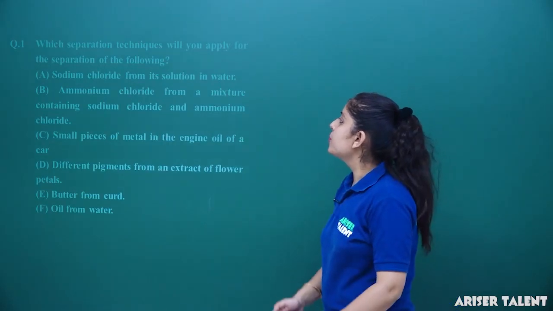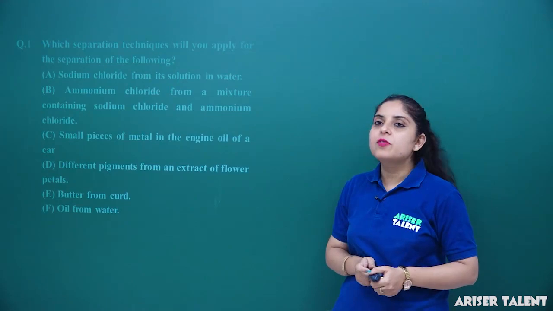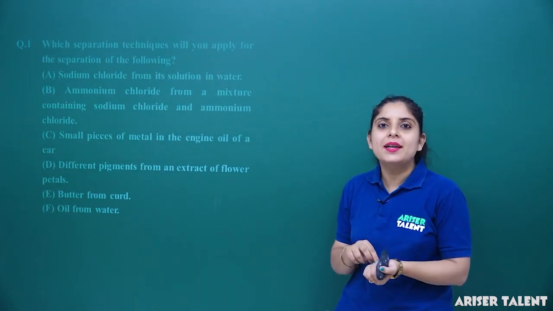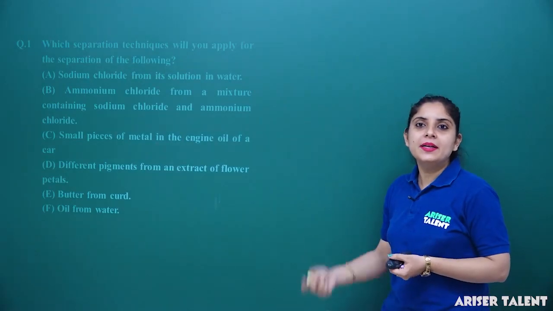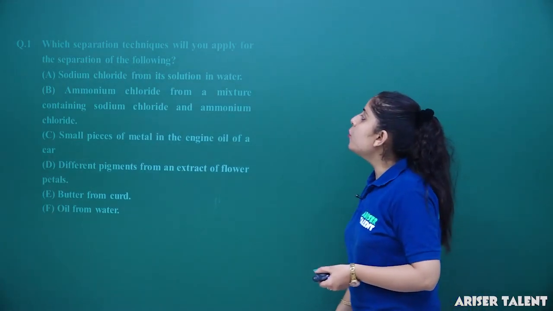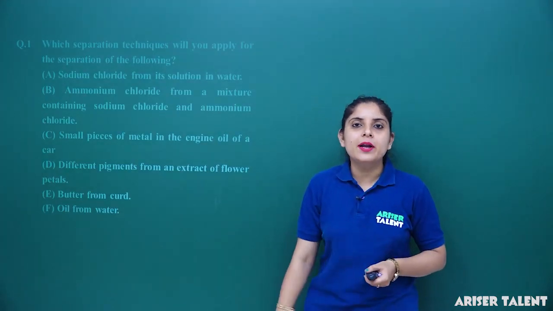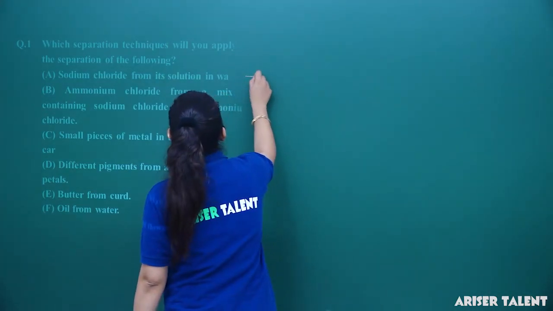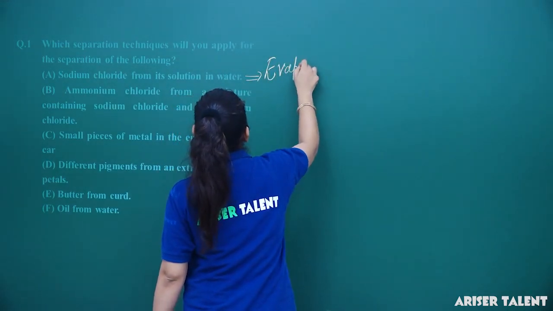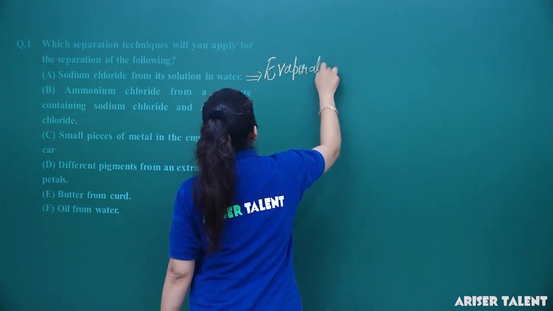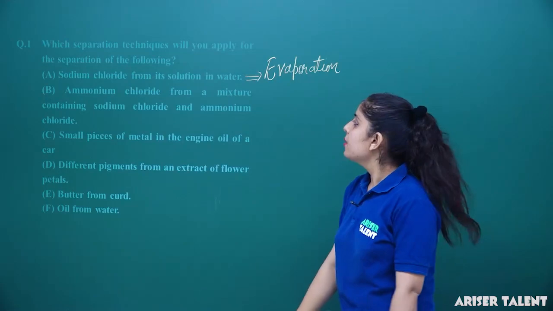This is our first question. Which separation techniques will you apply for the separation of the following? So you have to identify which separation technique is used for separating these components. Sodium chloride from its solution in water. If you want to separate sodium chloride from the water, what you have to do? You have to do the evaporation. Evaporation is a process that you can apply for separating sodium chloride from the water.